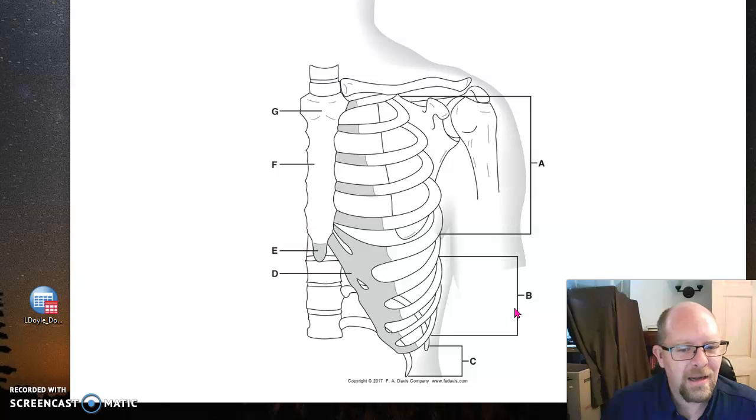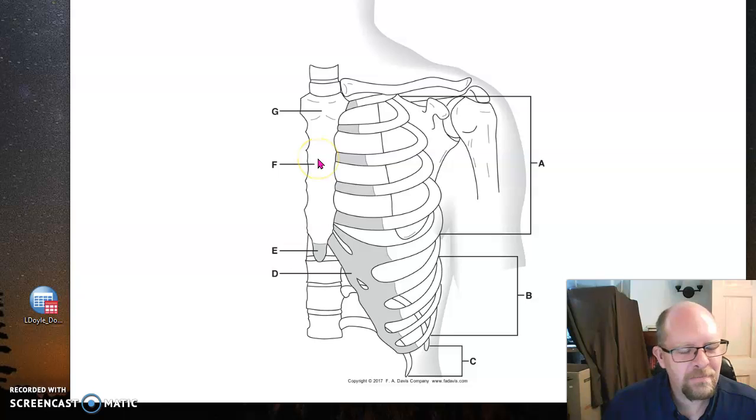They're numbers 8, 9, and 10. They attach directly to the costal cartilage. So you can see that these ribs don't really connect directly to the sternum. They join this section of cartilage from number 7. And then C are the floating ribs, and they're number 11 and 12.